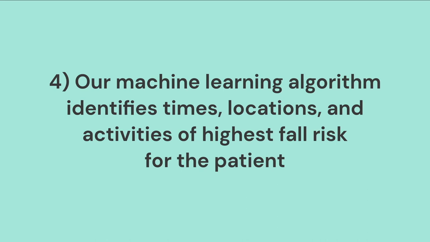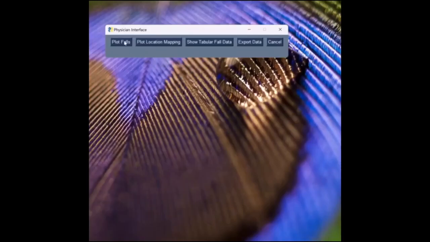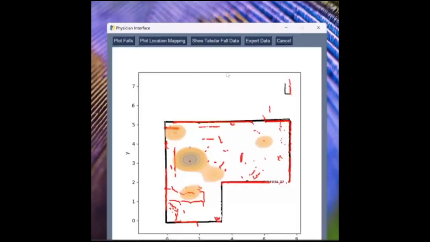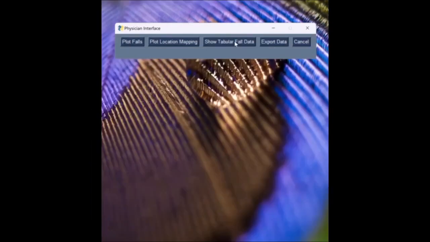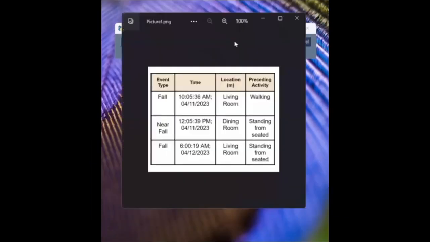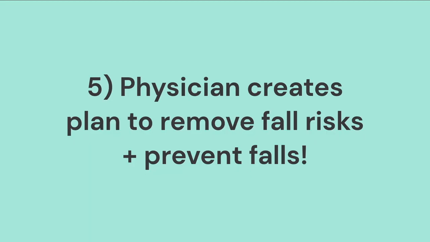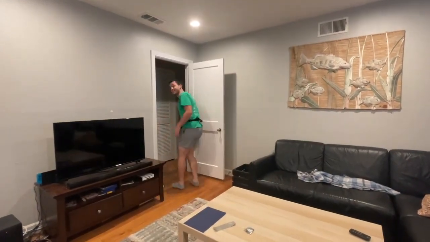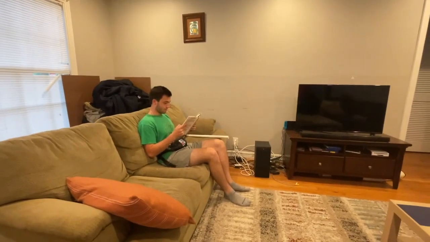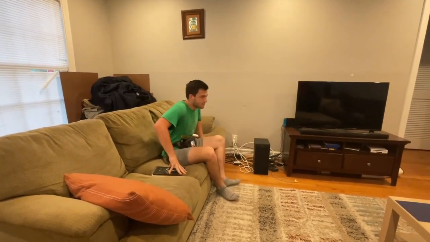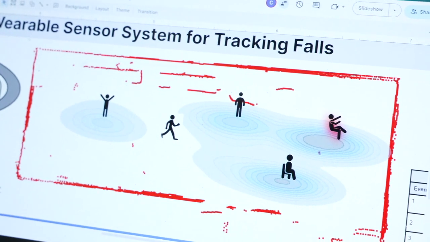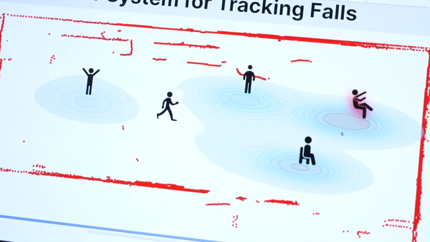After the duration of the study, our data is run through our machine learning algorithm, which can identify all of the surrounding context and risk factors which are causing falls and near falls within the patient's environment. Shown here is an example of our user interface, which the physician can interact with to determine what changes need to be made around the home to prevent future falls. In this example, this could mean removing the rug that was causing the patient to fall in the first place, and recommending that they use some sort of a stick or cane to get up from the couch and prevent falls from happening.